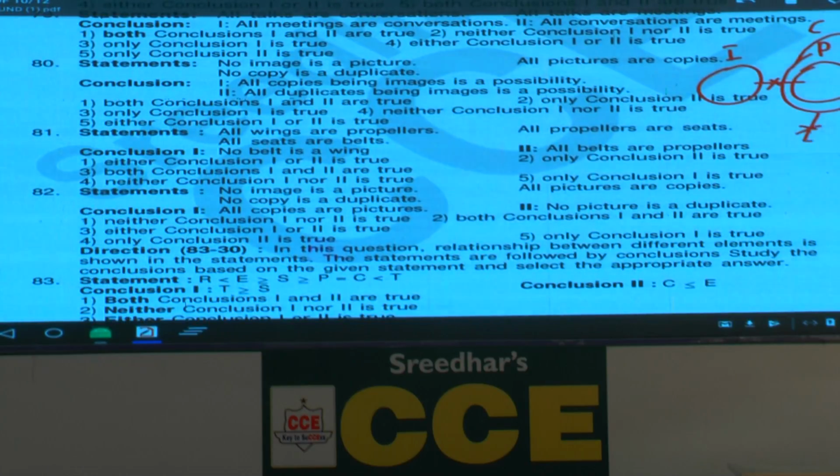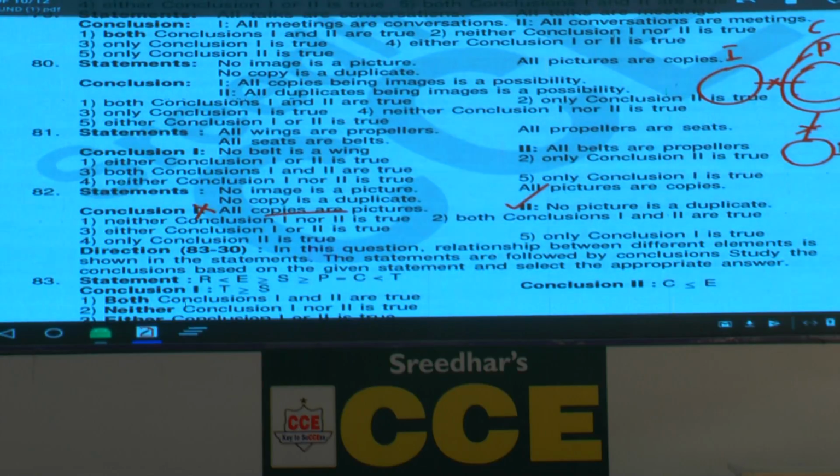Hence copy and duplicate cannot be intersected, duplicate is here. Then what is the first conclusion here? All copies are pictures, is it true? No, it is false. Second one, no picture is a duplicate, true or false? It is definitely true.